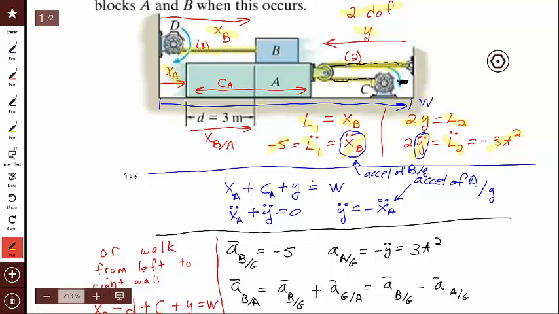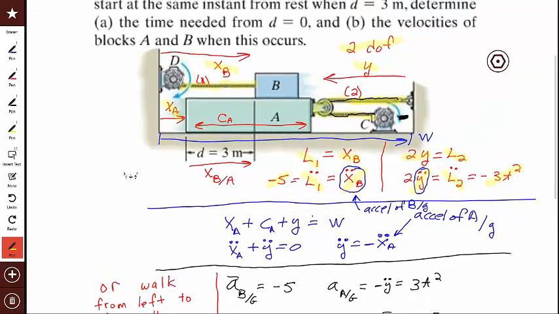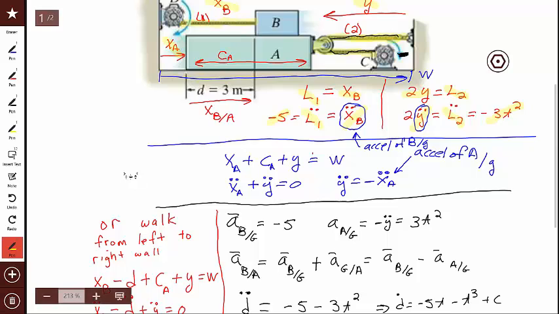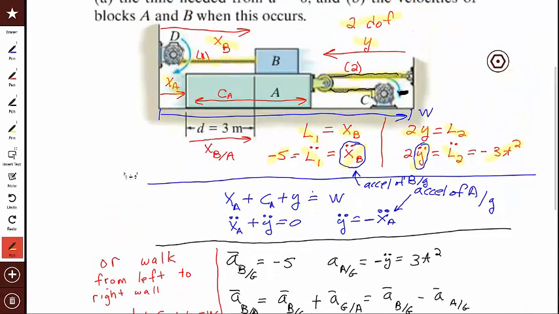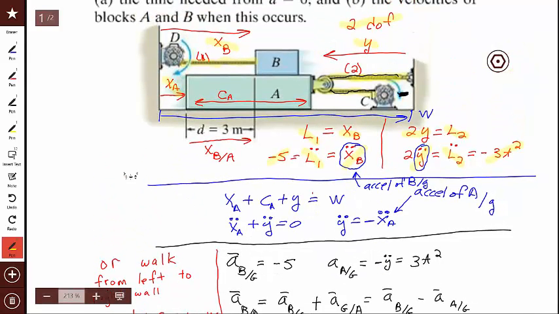So the next thing is you're looking for D. You need a relationship for D, because what I really want is to find the D double dot, because it's a time spanner. Since I'm interested in D and the time that D happens and what it does, I don't really care about Y, I don't care about XB. What I really want is the D.